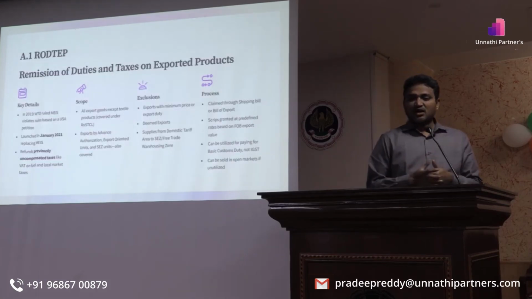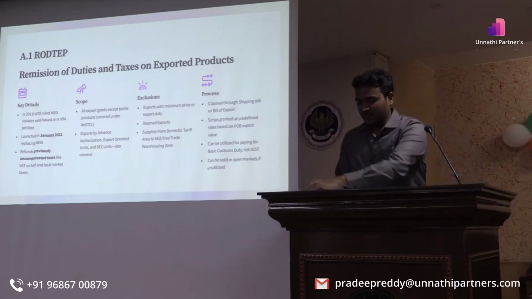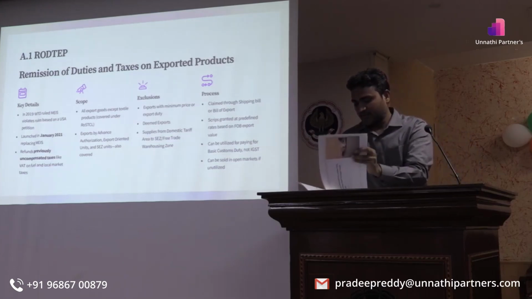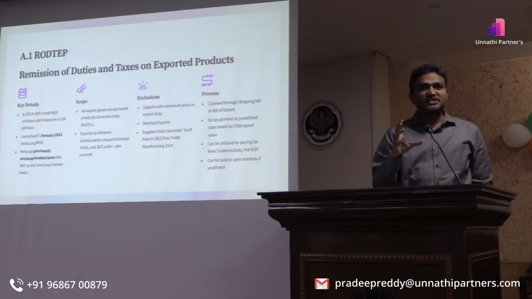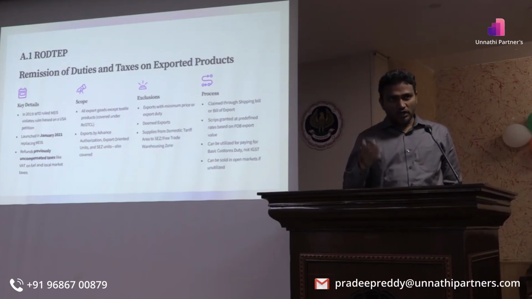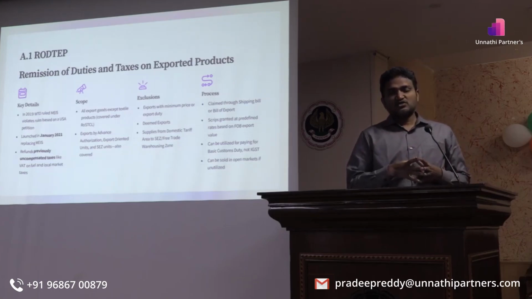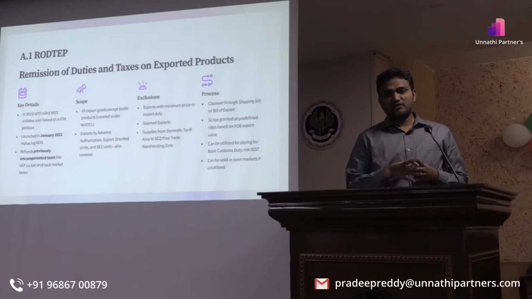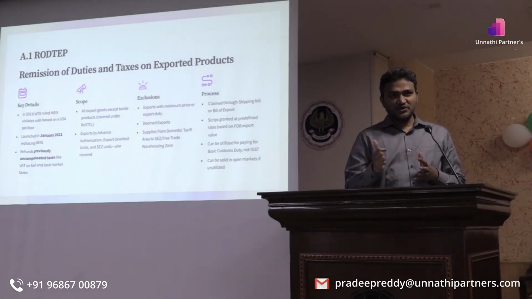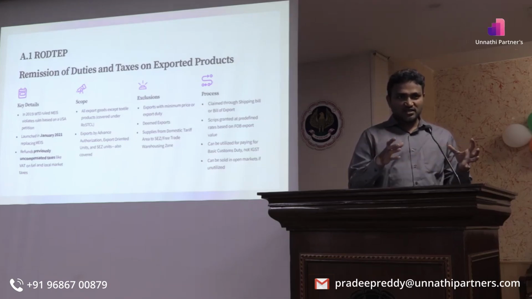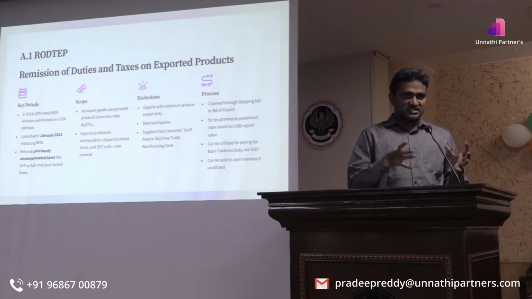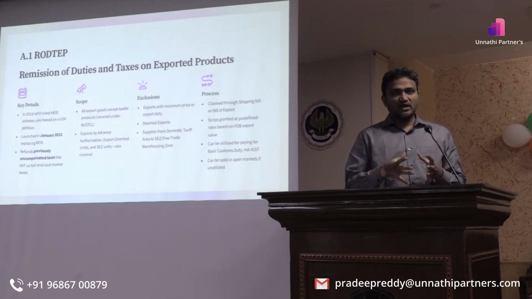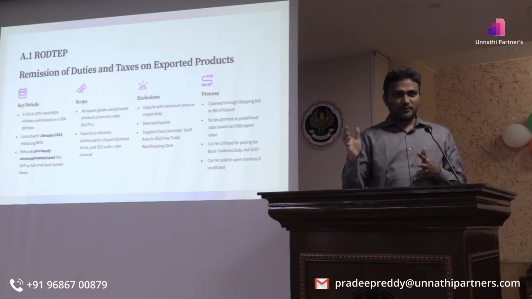The first one is RODTEP, which basically allows refund of taxes which were not allowed as refund under any other scheme. For example, we might be paying VAT on petroleum, electricity duty, or stamp duty. All these things are costs. We don't get any credit for these taxes levied by the state or central governments. It's a hit to the P&L.